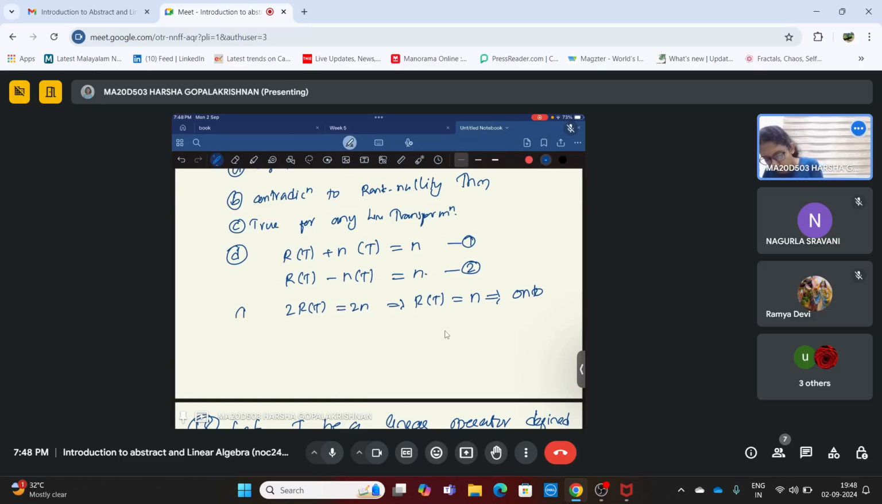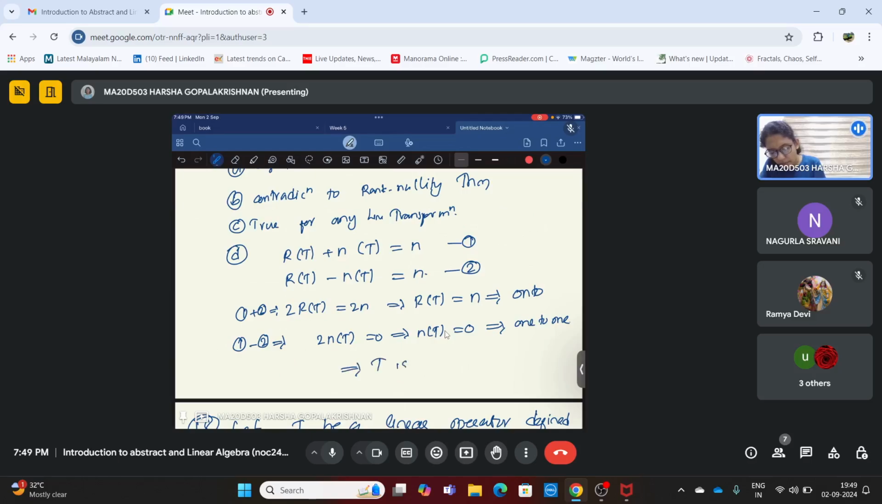Now what about 1 minus 2? 1 minus 2 means nullity of T equal to 0. So this implies 1-1, as we already told. T is 1-1 if and only if null space is just the 0 space or nullity is 0, correct? So we got both 1-1 and onto.